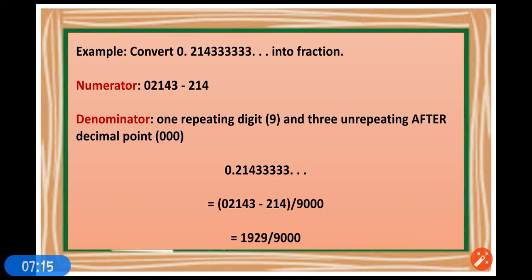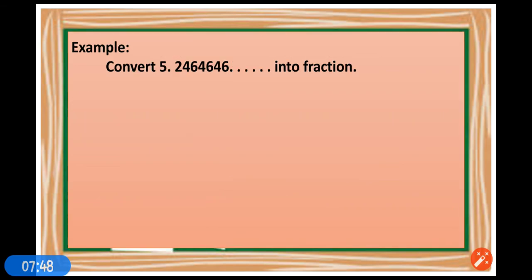So this is simplified into 1929 over 9,000. And let's check if this could be reduced further. Yes, this could be in the form of 643 over 3,000 by dividing by 3. So this is your fraction form of this number, which is 0.214333 and so on. Okay? Next one.